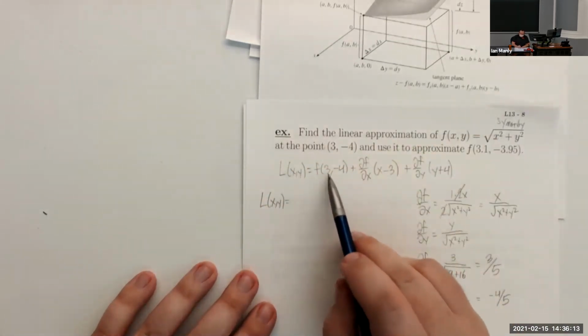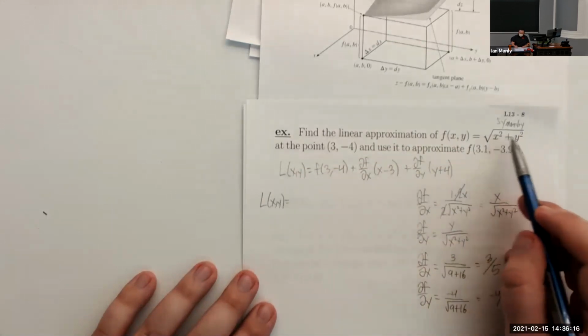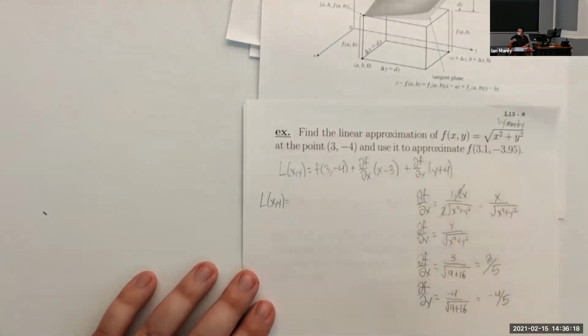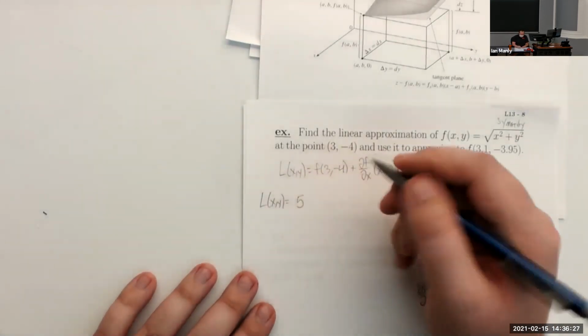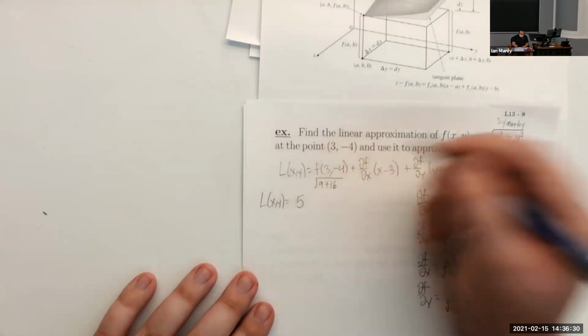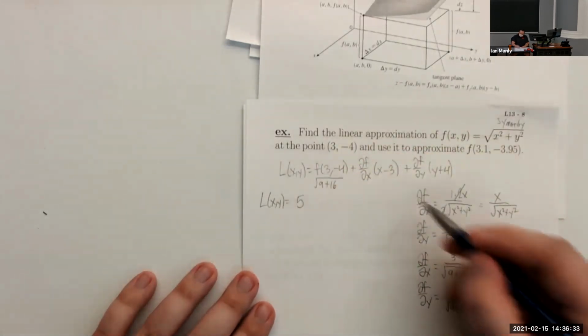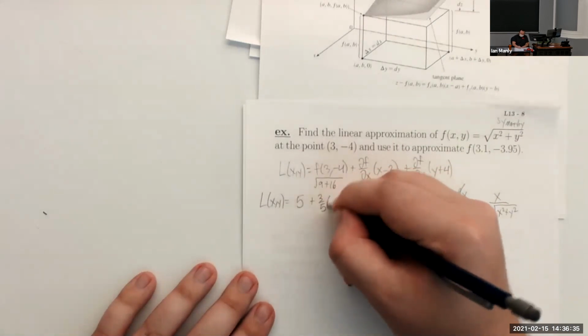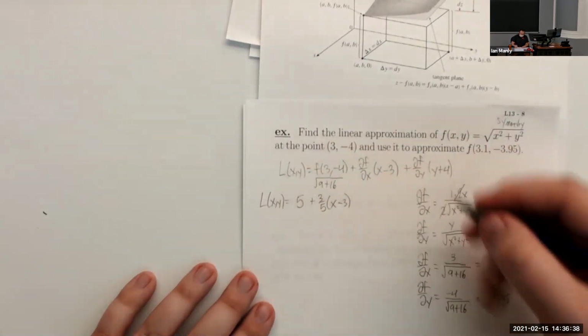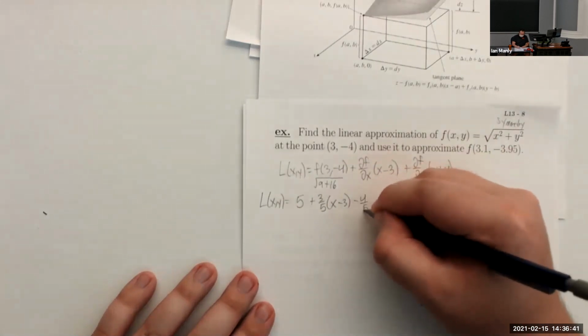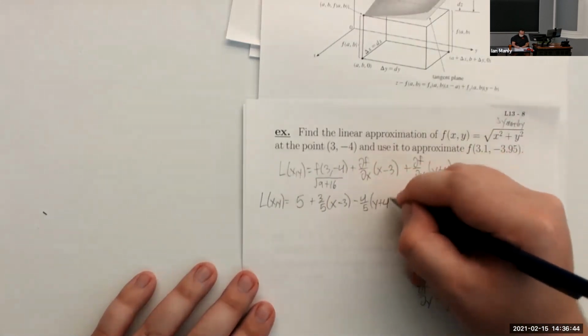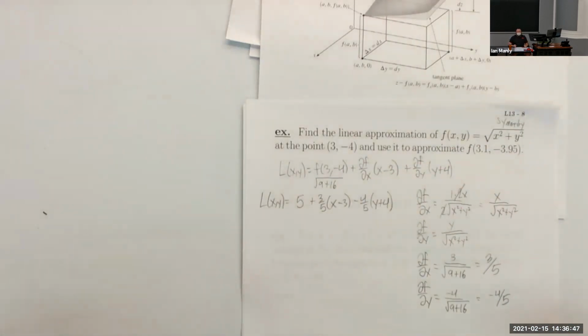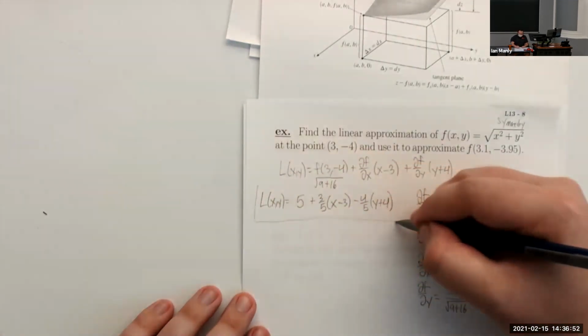All right, so that means we're ready to fill in our linearization here. Let's see. Oh, what's f of 3, -4? Well, that would require us to put 3 and -4 into here. So why don't you guys say it? What's f of 3, -4 going to be? It's going to be 5. That's right. We're doing the square root of 9 plus 16 again. All right, so we have 5 plus 3/5 times x minus 3, and then we have -4/5 times y plus 4. All right, there we go. So there's our tangent plane, which is also called a linearization. We found that, that's good.